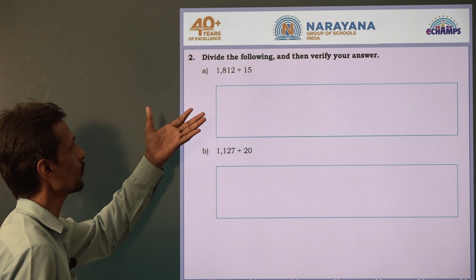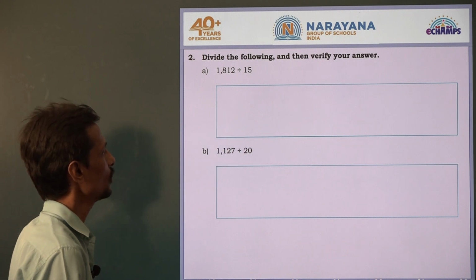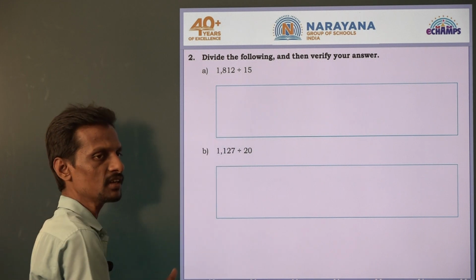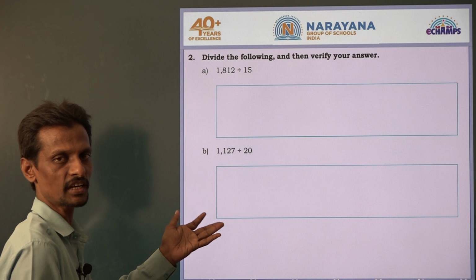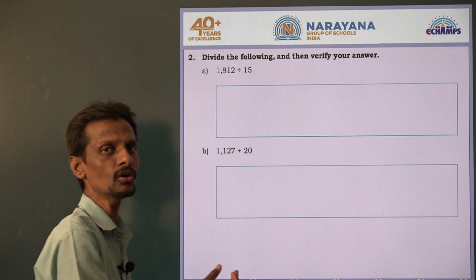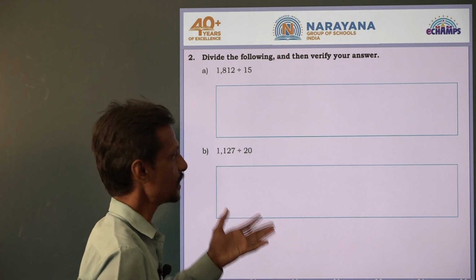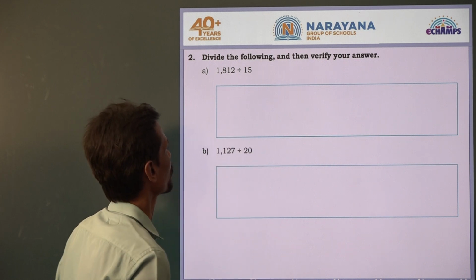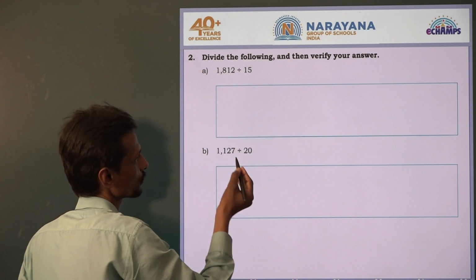Next, the second one: divide the following and then verify your answer. First we do the division, and after that we check whether it is correct. How will we check? Dividend is equal to divisor into quotient plus remainder, same as before. Parts A and B will be completed like that. First you do the division.